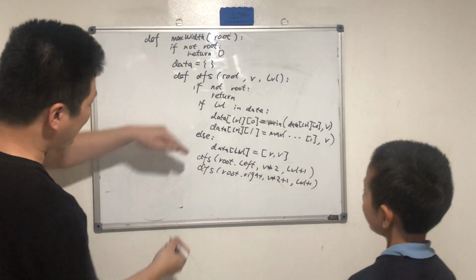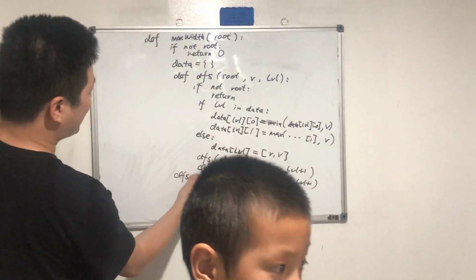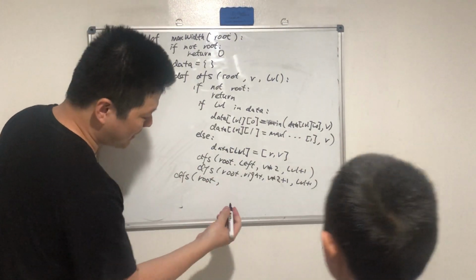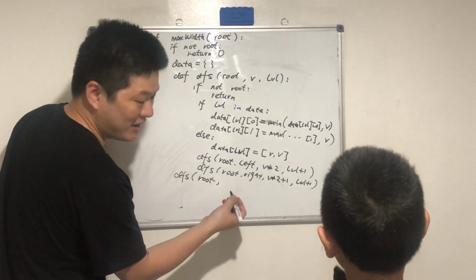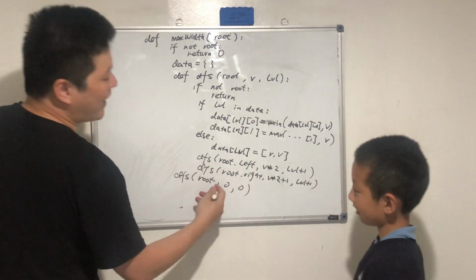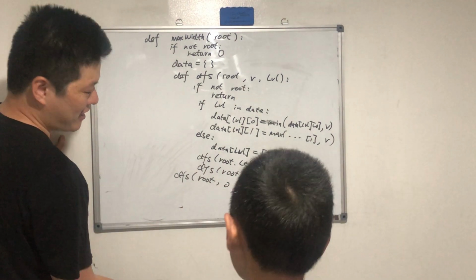After we define this, at the beginning we call depth of search with the root. What's the V at the beginning? It doesn't matter, 0 or 1. And then what's the level? 0. Actually, it doesn't matter. You can put a 1.